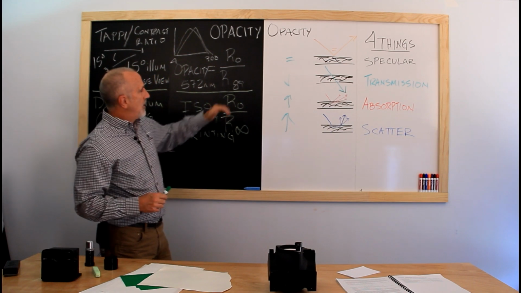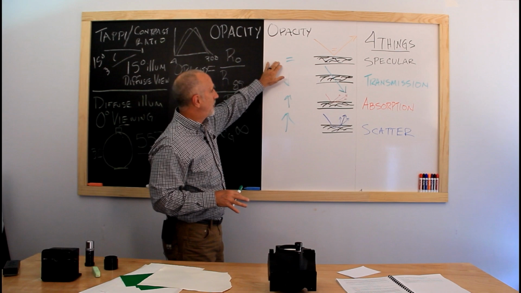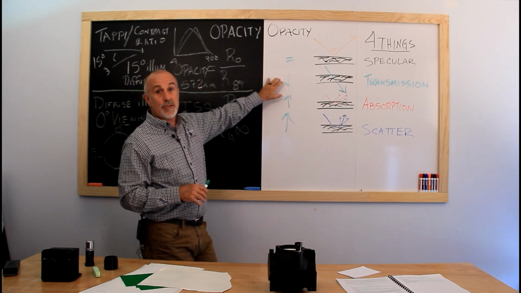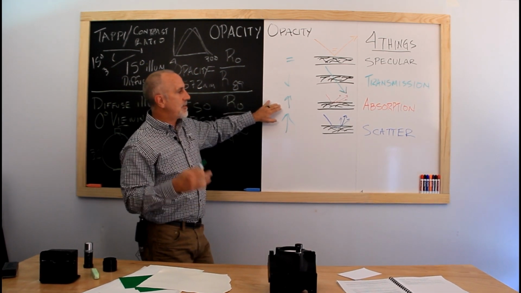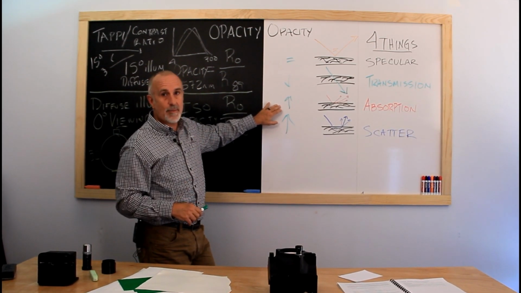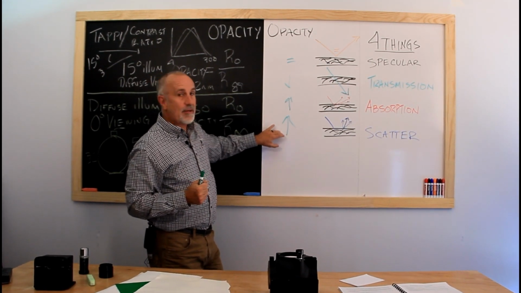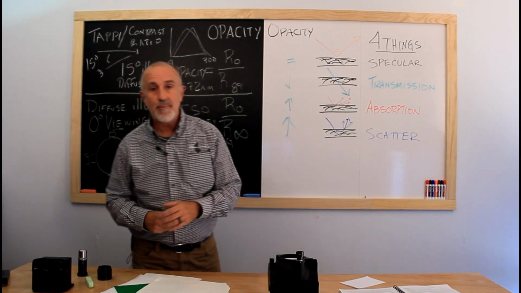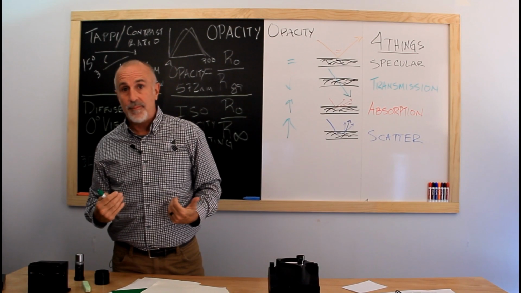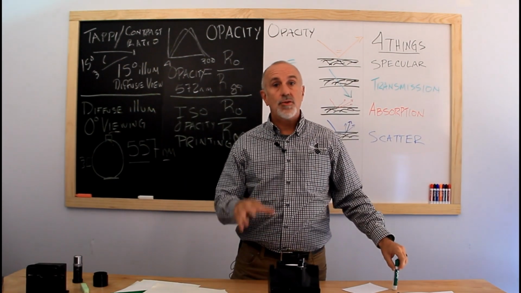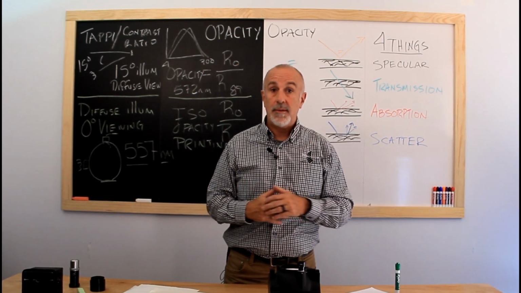So changes in specular component typically don't have much impact on the opacity. If I increase transmission, so more light's passing through the sheet, my opacity is going to go down. If I increase the absorption of my sheet, I'm going to see the opacity go up, because now I'm taking more light out of the equation. If I increase the scatter of my sheet, I'm going to see my opacity go up, because now I'm sending more light back out and less light can transmit through. So that is a super quick overview of the difference between TAPPI and ISO opacity.